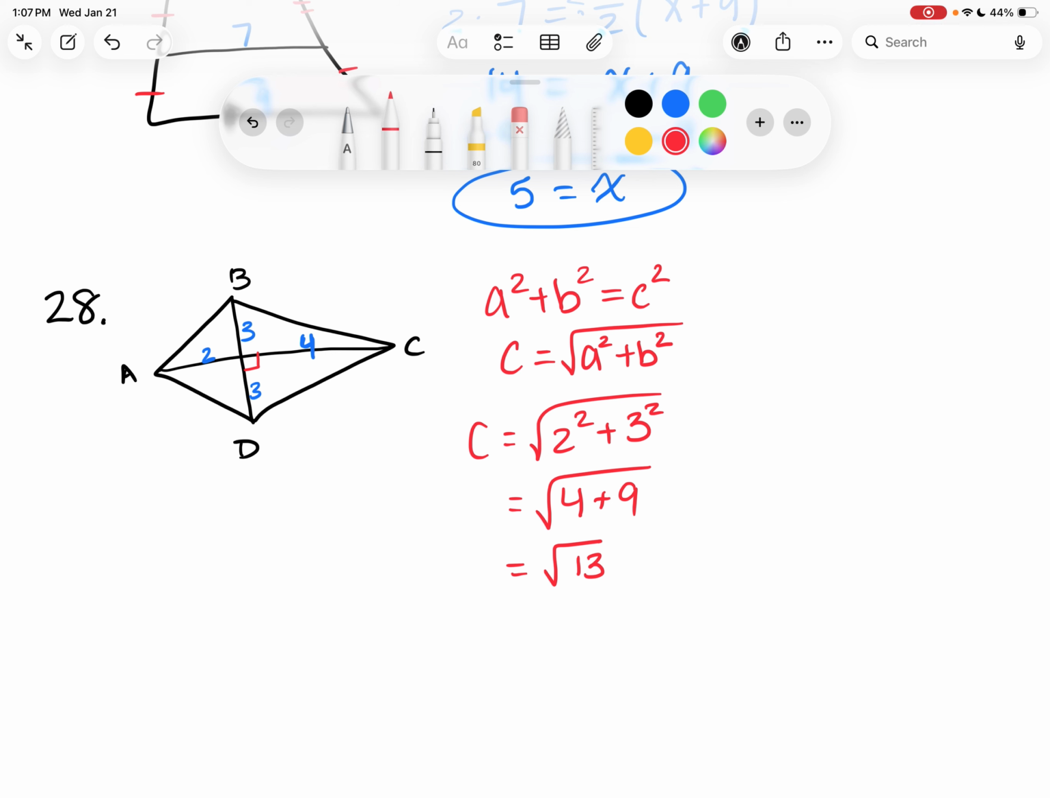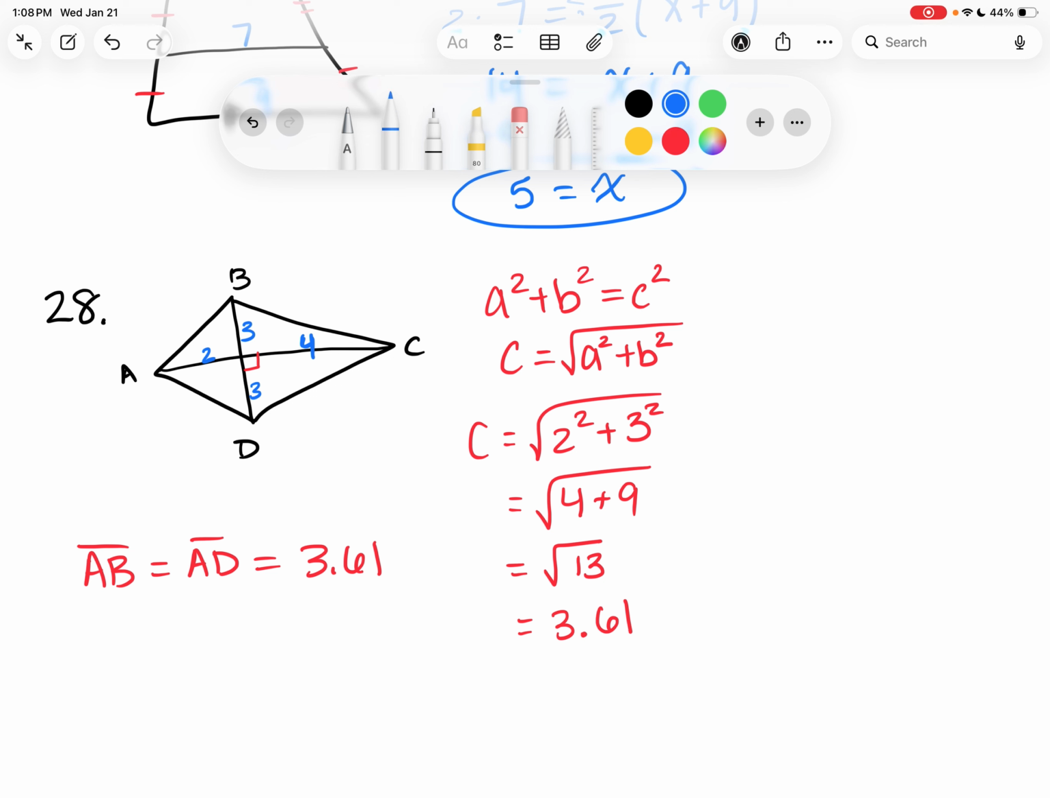And then at this point, you would grab your calculator and find what that is. It's going to the nearest hundredth. How many decimal places is that? 2. So it's 3.61. Got to make sure we round correctly. So that means that side AB is equal to AD is equal to 3.61. Okay.